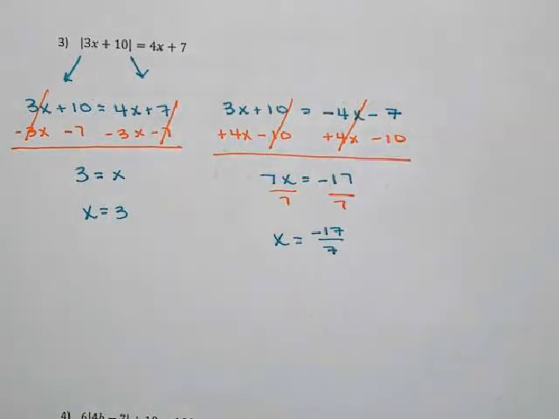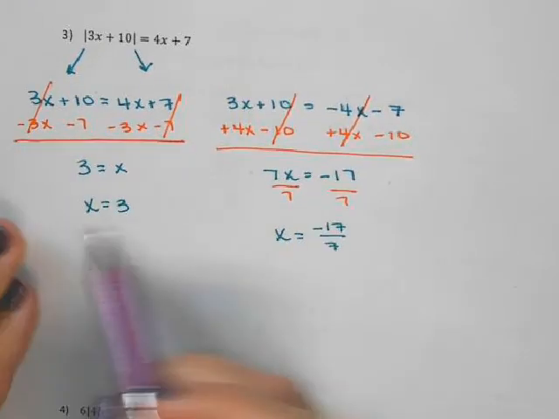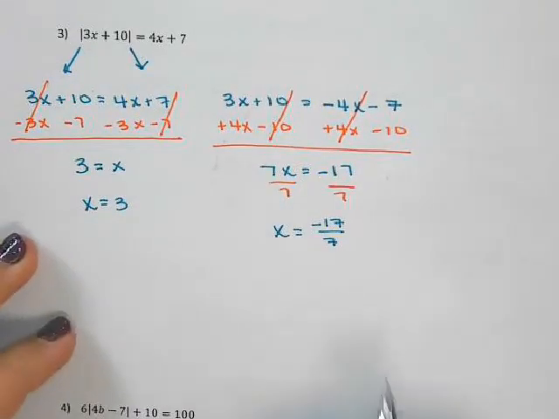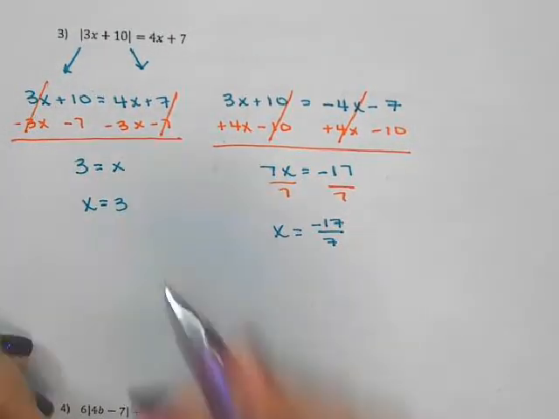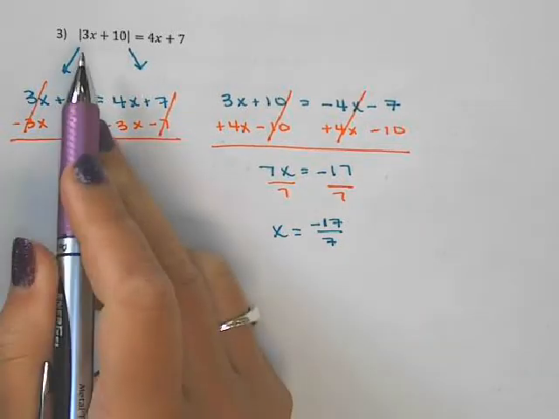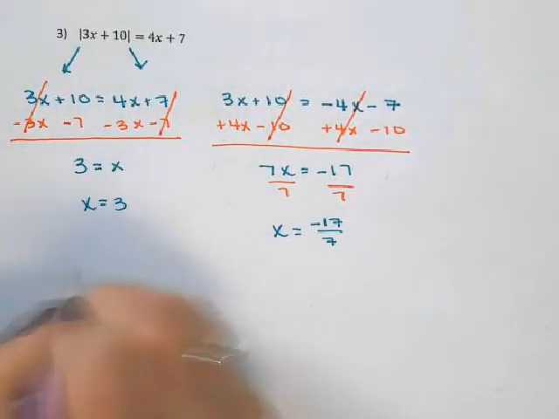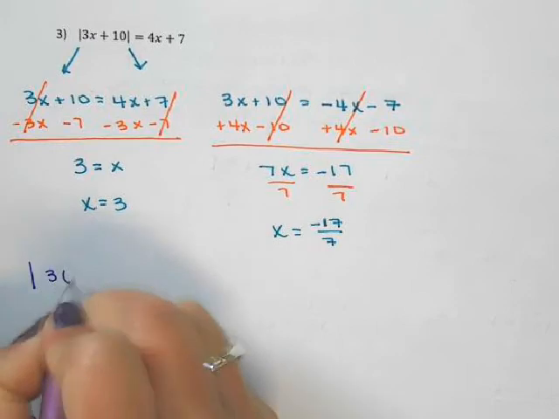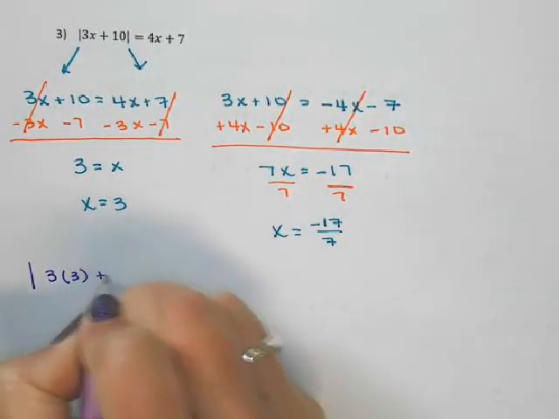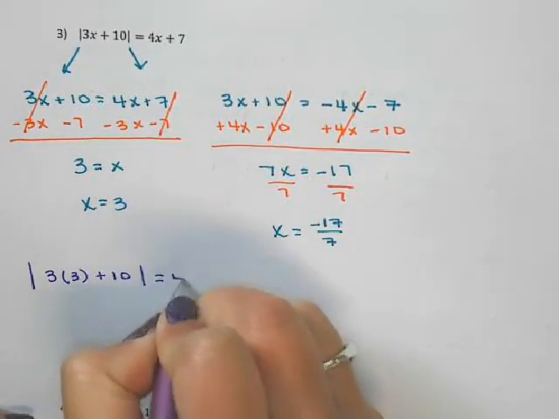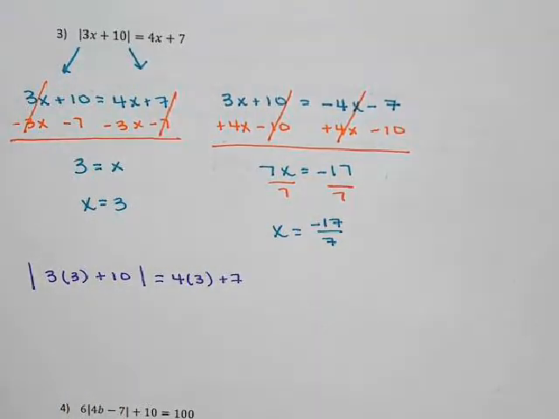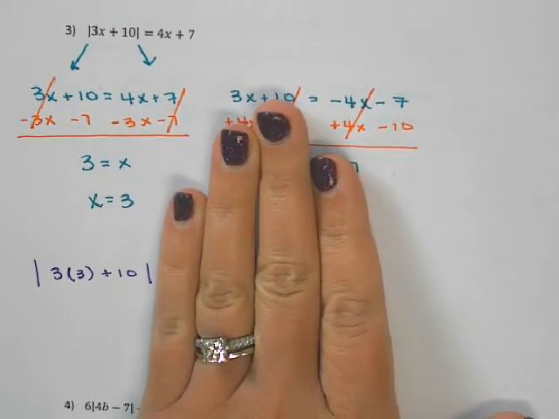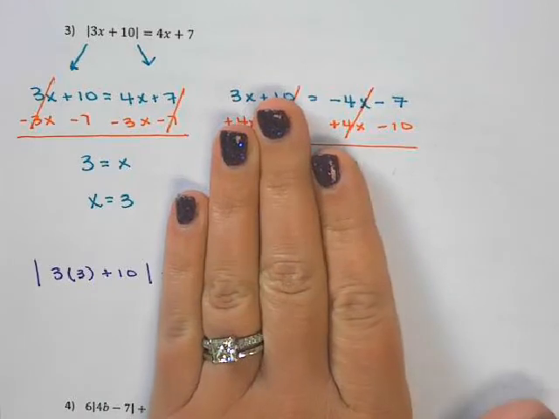Okay, so when I plug in 3, now don't get scared with that fraction because it'll be okay, I promise. All right, so up here, that's where we're plugging it in. 3 times 3 plus 10 is equal to 4 times 3 plus 7. So again, remember, you just do one side at a time.